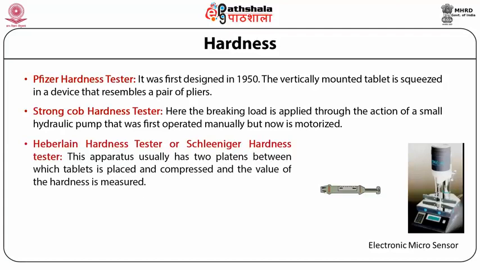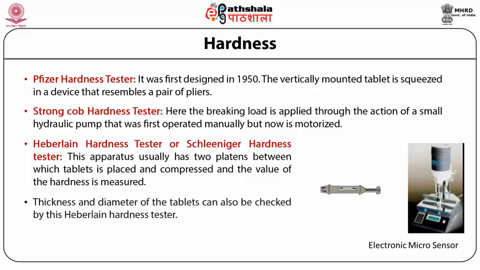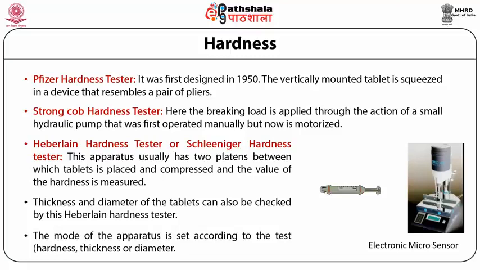Hamilton hardness tester, also called Schleuniger hardness tester, is an apparatus that usually has two platens between which the tablet is placed and compressed, and the value of the hardness is then measured. Thickness and diameter of the tablet can also be checked by this apparatus, and the mode of the apparatus is required to be set accordingly. For example, to analyze hardness, the mode is set on hardness, otherwise on thickness or diameter.